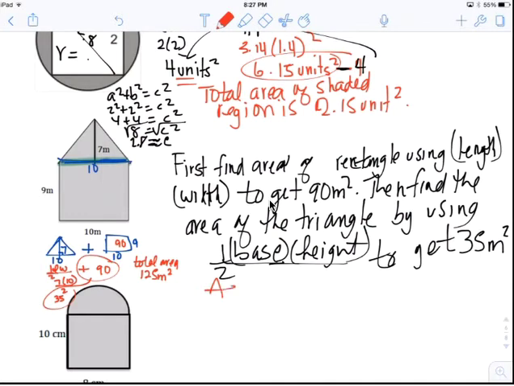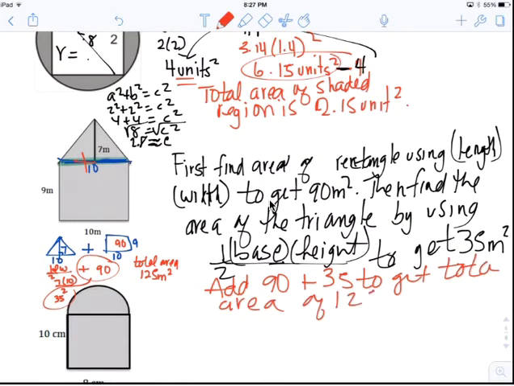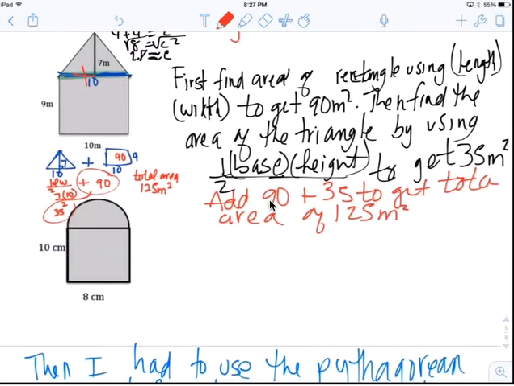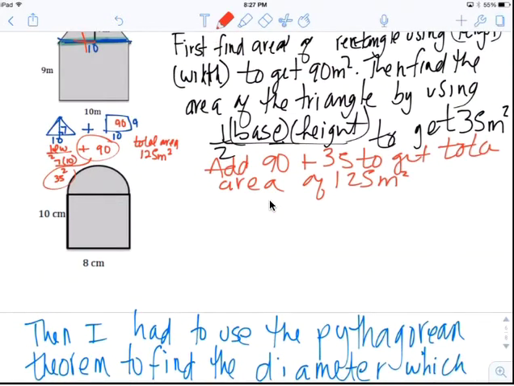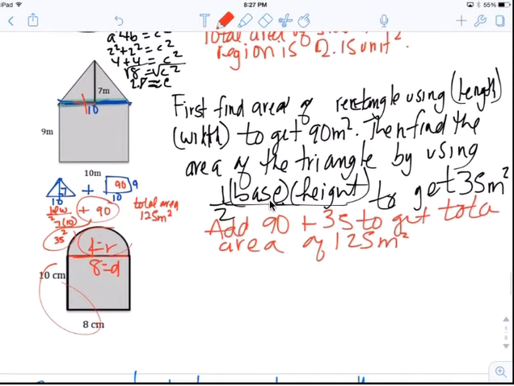Add them together. Add 90 plus 35 to get total area of 125 meters squared. And then you do this last one. This is 8. This is the diameter, so 4 is your radius. Then do this area, and then do this area. You got it. Okay? You should do okay.